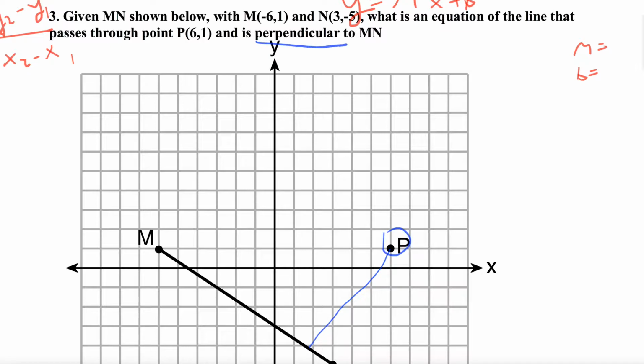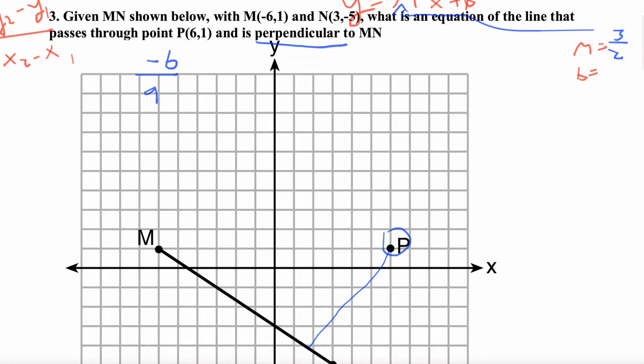So we're going to have to find the slope of this line and then take the negative reciprocal of that. So negative 5 minus 1 is negative 6. 3 minus negative 6 is 9. The slope is negative 6 over 9. Our slope, therefore, is 9 over 6, or 3 over 2, the negative reciprocal of that. Flip and negate. Now, to find the b, you plug into your formula.